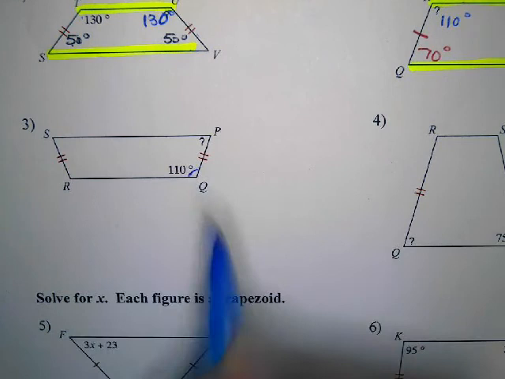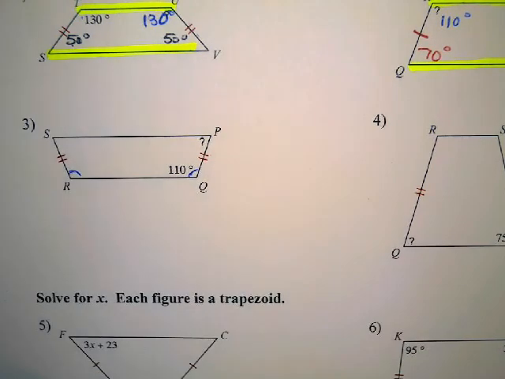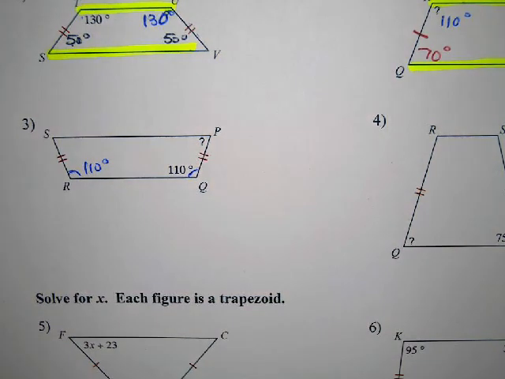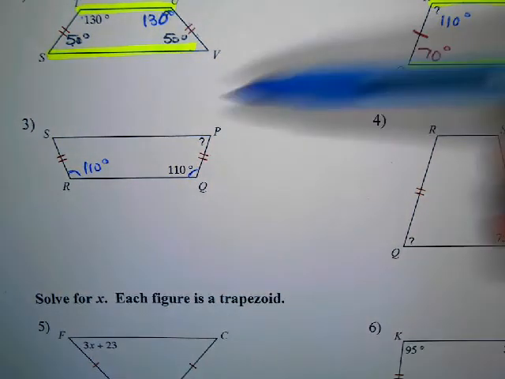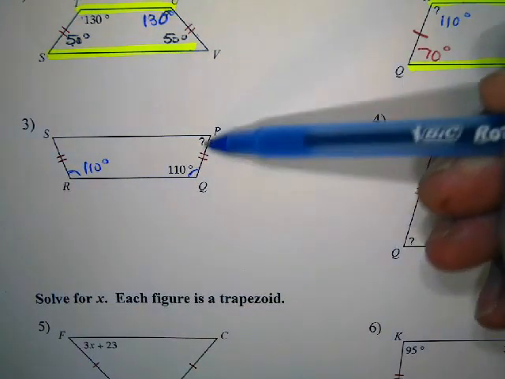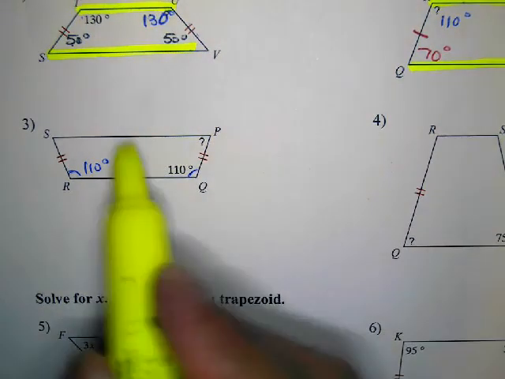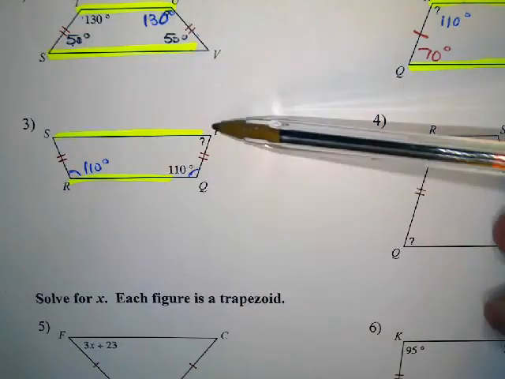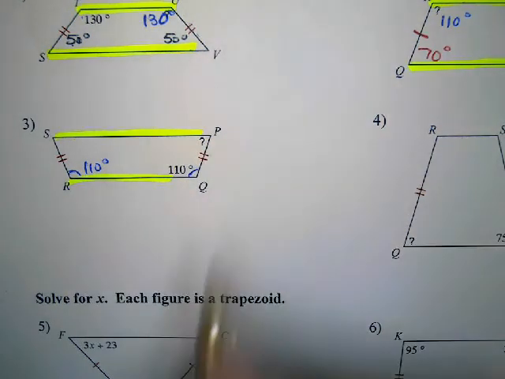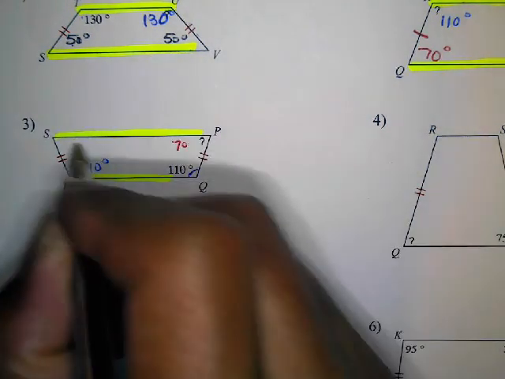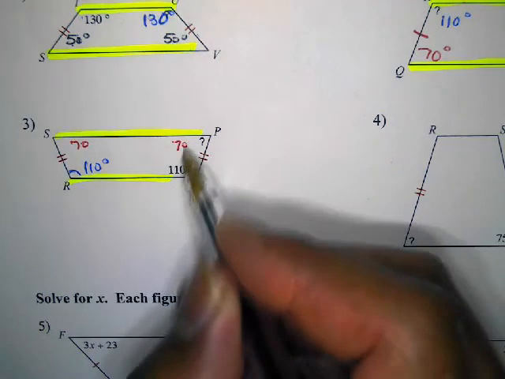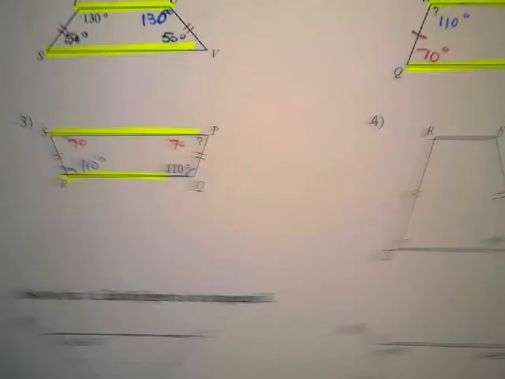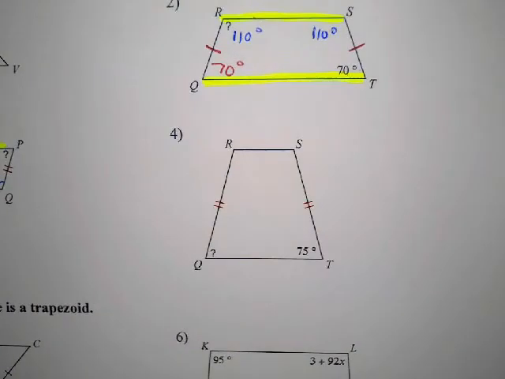Couple more right here. Oh, this one's almost similar. This base angle here is 110, so that means that this one right here is also 110 because they're congruent. And these add up to 180, right? Because these are the two parallel lines, so you're going to look this way. So again, this is going to be 70. This is going to be 70. Because this way they have to add up to 180.